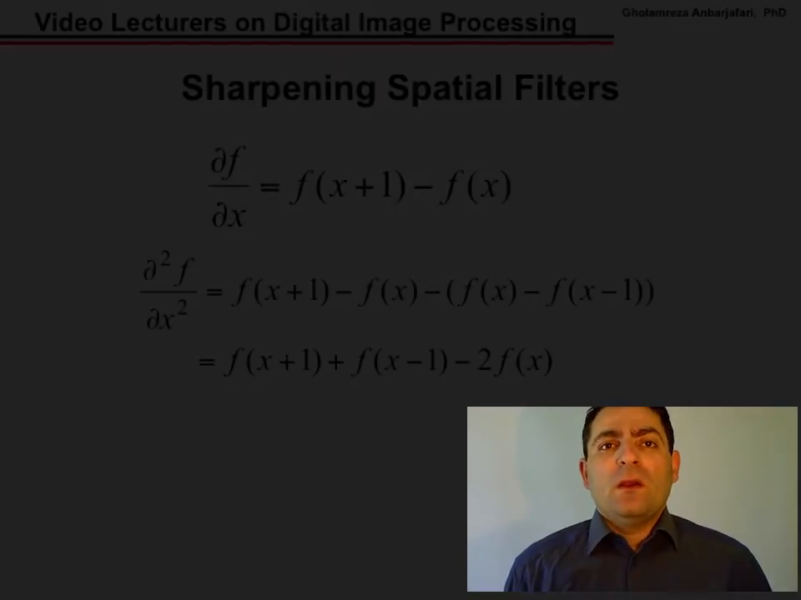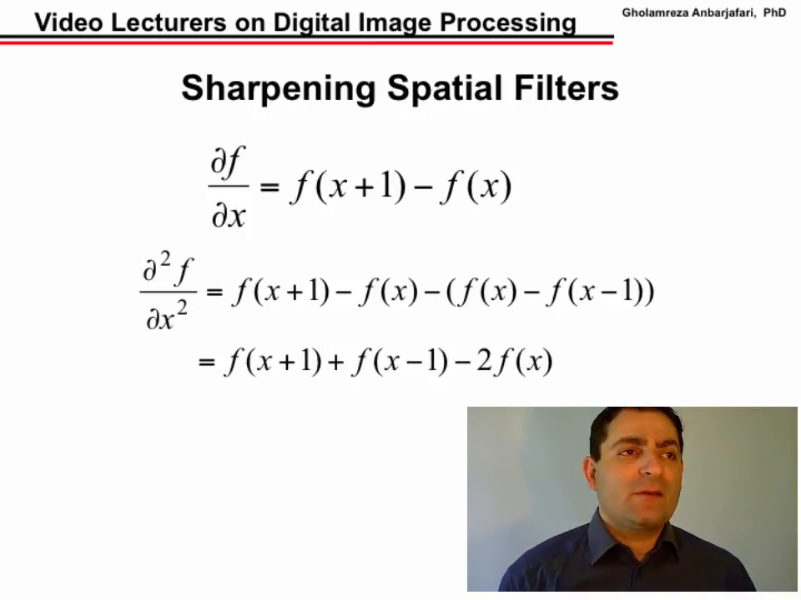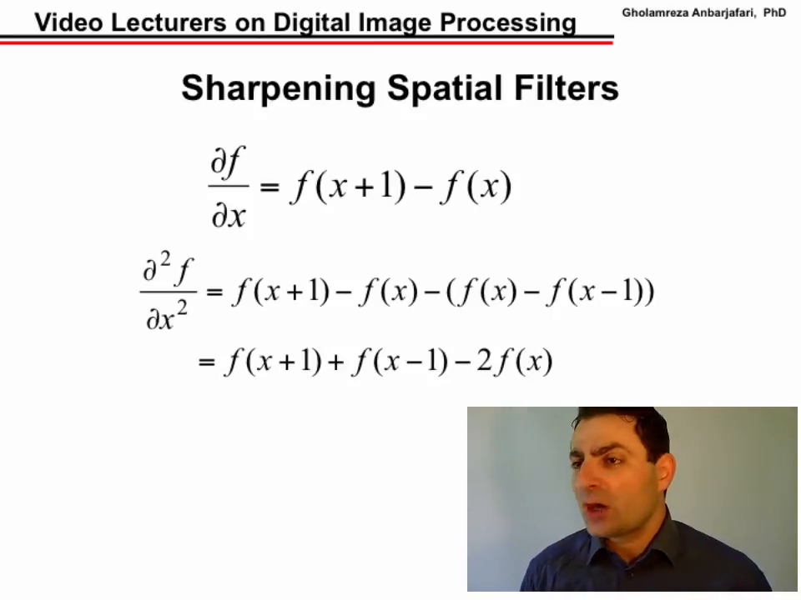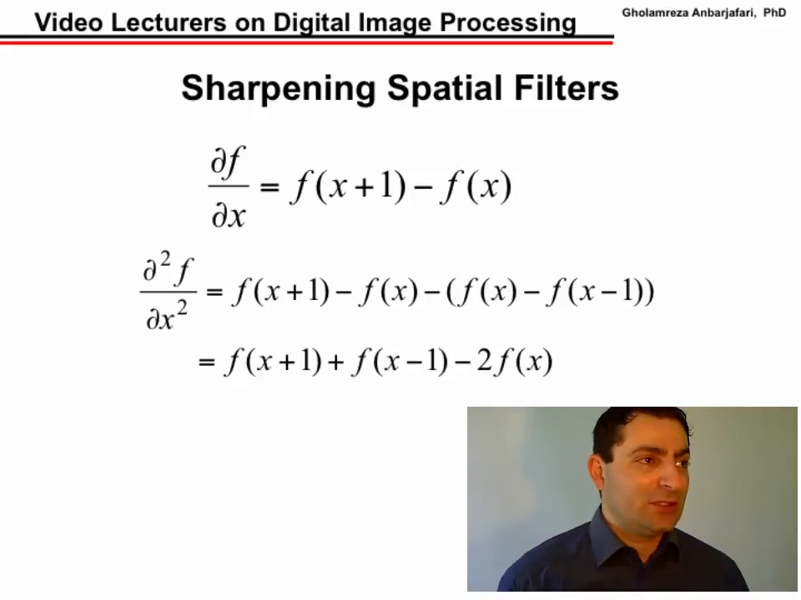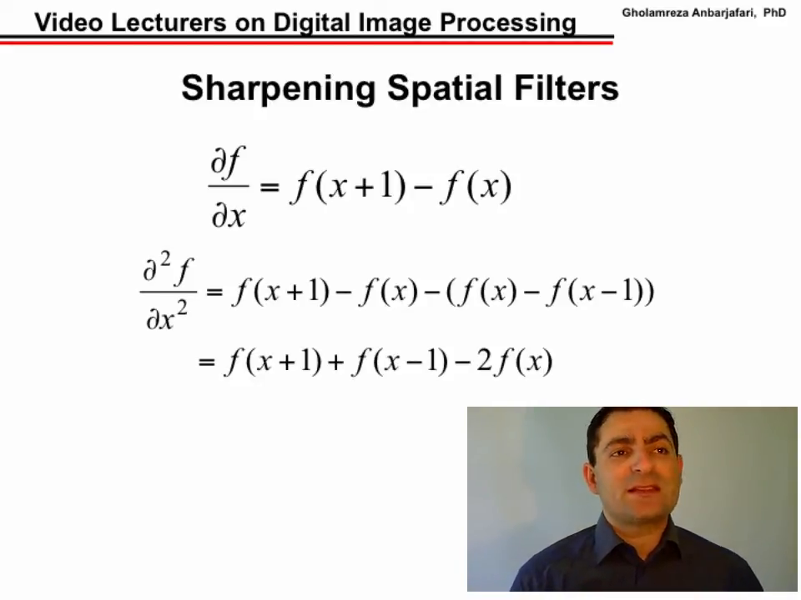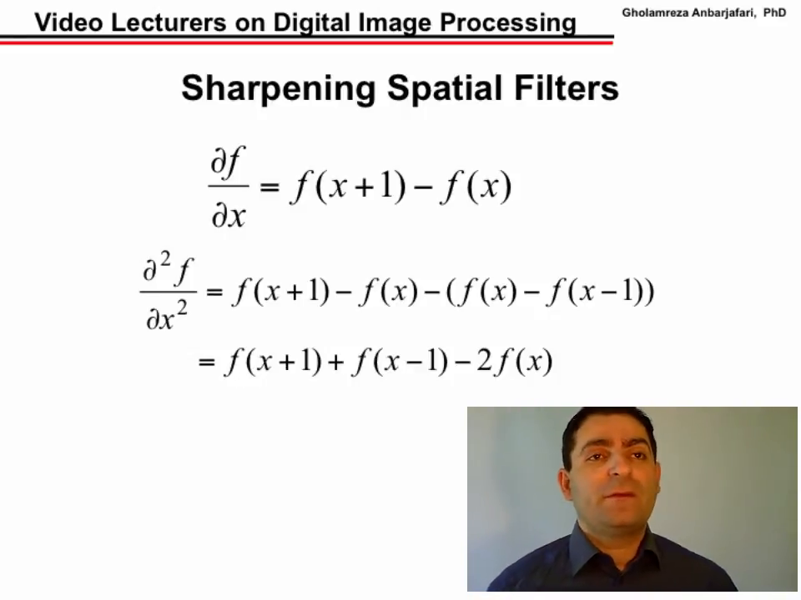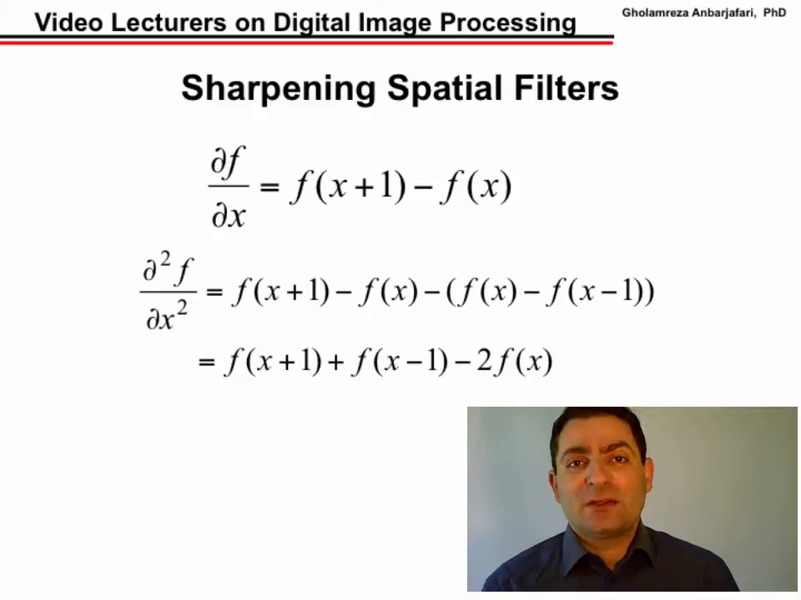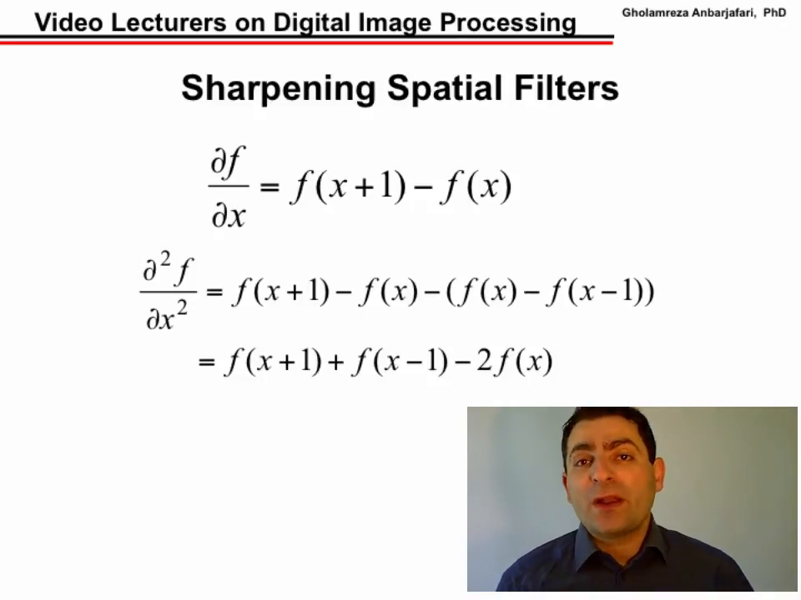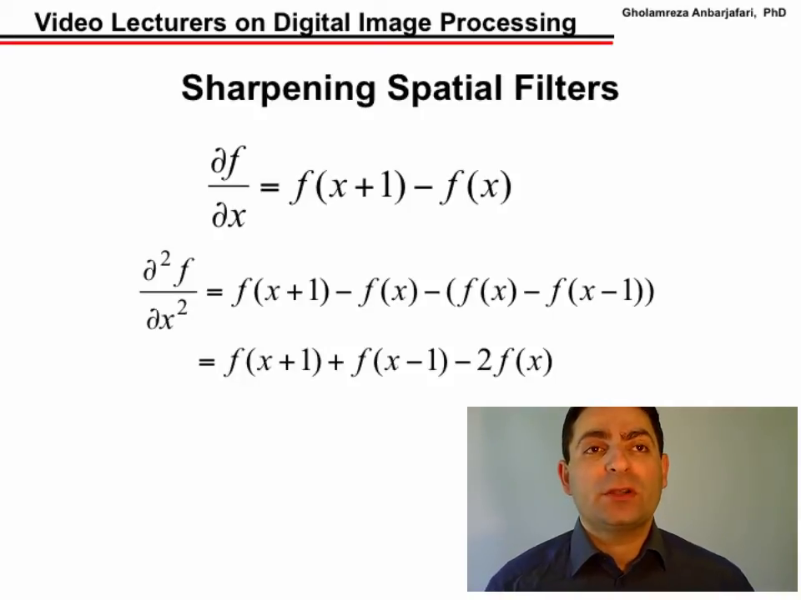Now we will talk about sharpening spatial filters. We can do the sharpening of images in the spatial domain. In the course, we will talk about the frequency domain, and we will see how we can do the sharpening of an image also in the frequency domain, but we will focus on sharpening in the spatial domain. Sharpening is the operation to highlight fine details or edges or enhance the details that have been blurred.